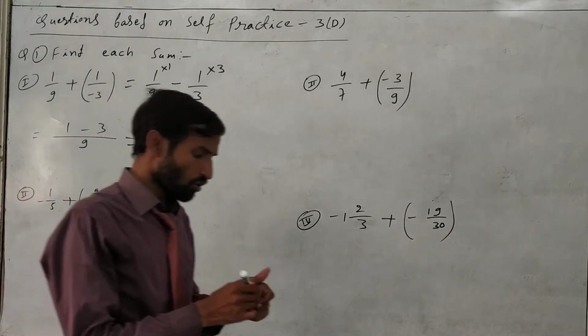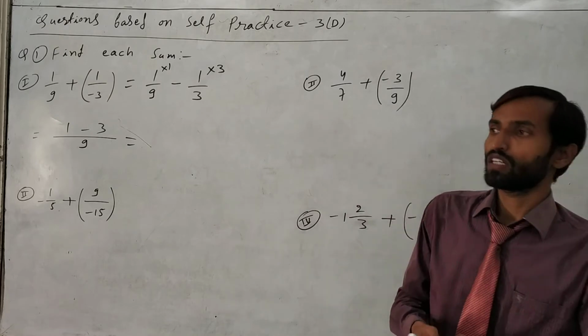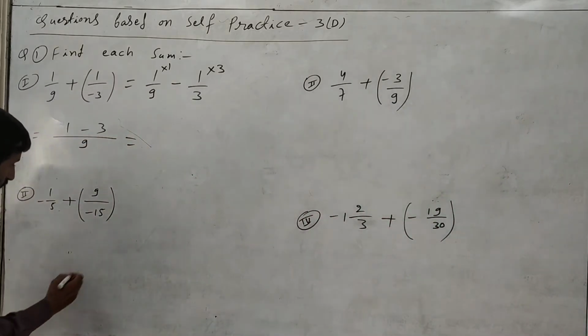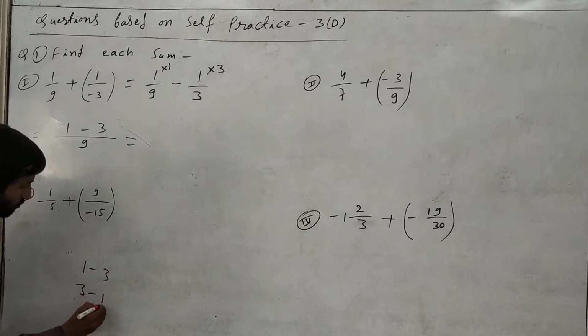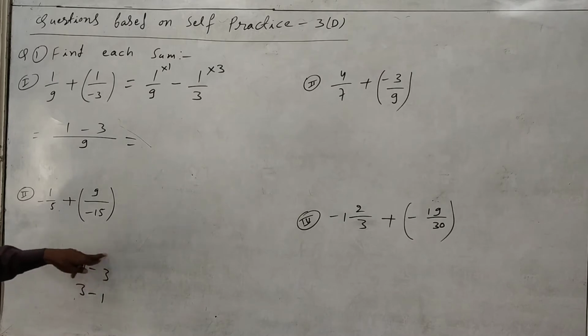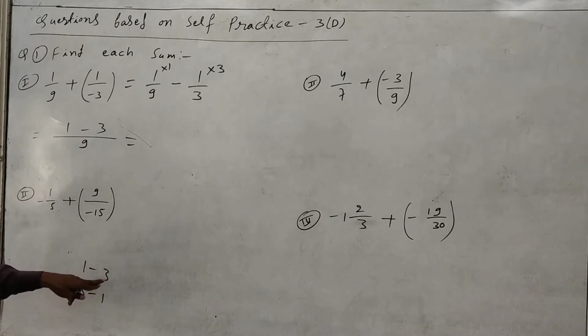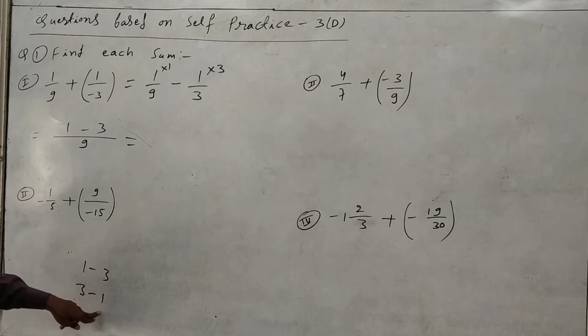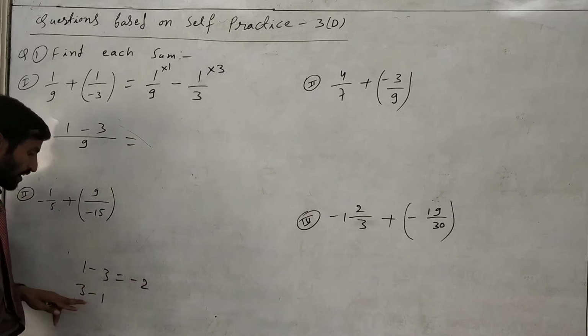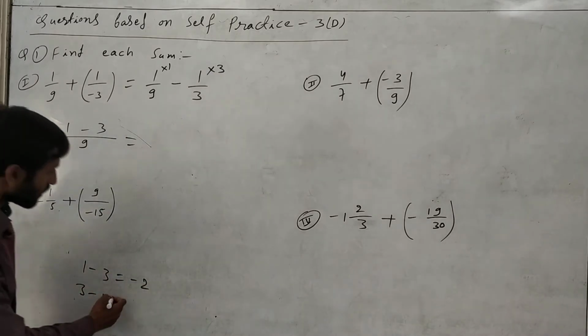In integers, you know, 1 minus 3 or 3 minus 1, this is a difference. 1 minus 3 and 3 minus 1 both give different values. We have to do subtraction here and here also, but in this one the negative value is more and the positive value is less, and here the positive value is more and the negative value is less. So if you do this subtraction, you will get minus 2, and if you do the other subtraction, you will get plus 2.